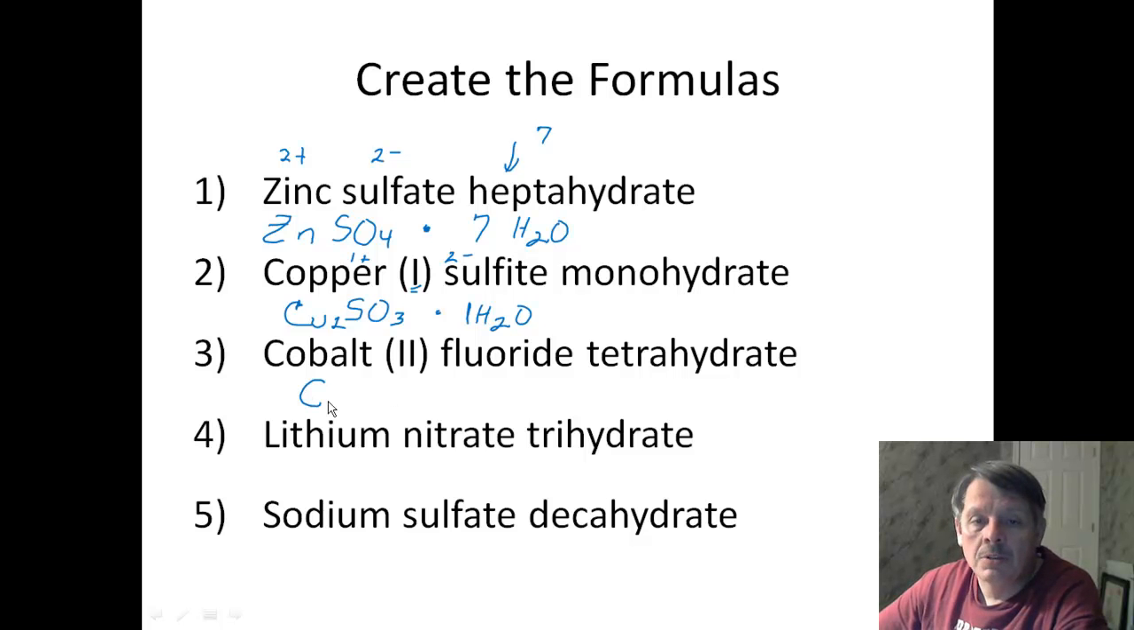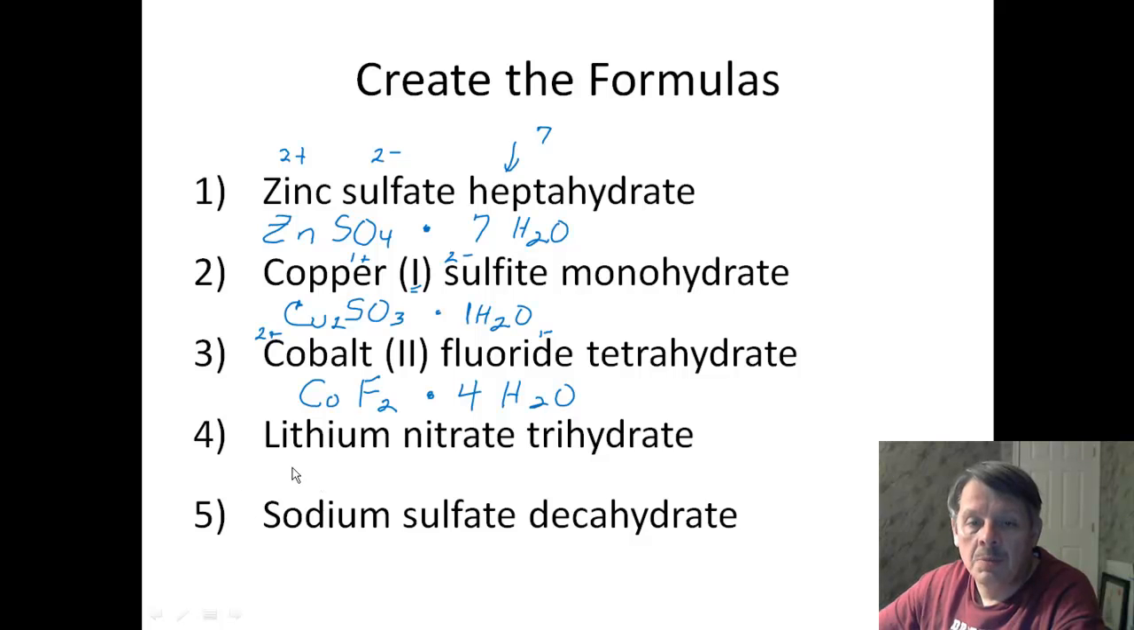Right, cobalt. Cobalt is Co. Fluoride is F for fluorine. And cobalt has a 2+ charge, and fluorine has a 1- charge, so I need 2 fluorines. So it's going to be CoF2. And tetra is like tetrahedral in shape, so that's 4-sided. So that's 4 waters, and that's H2O.